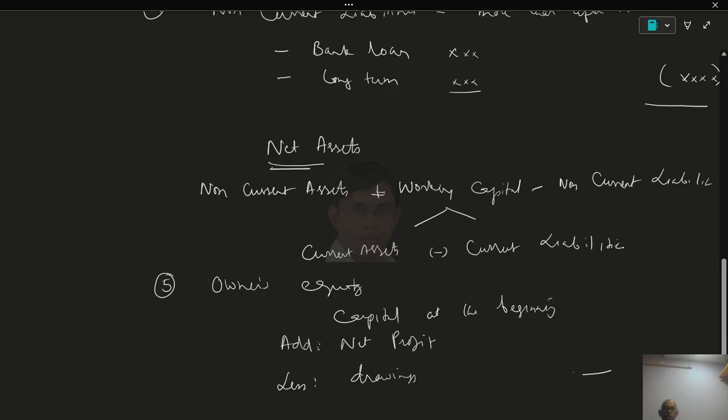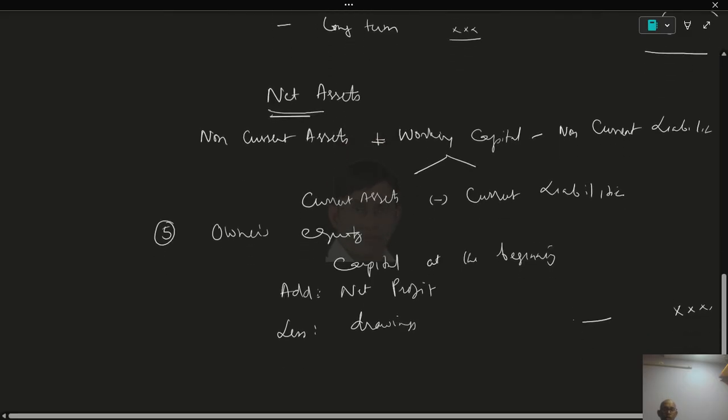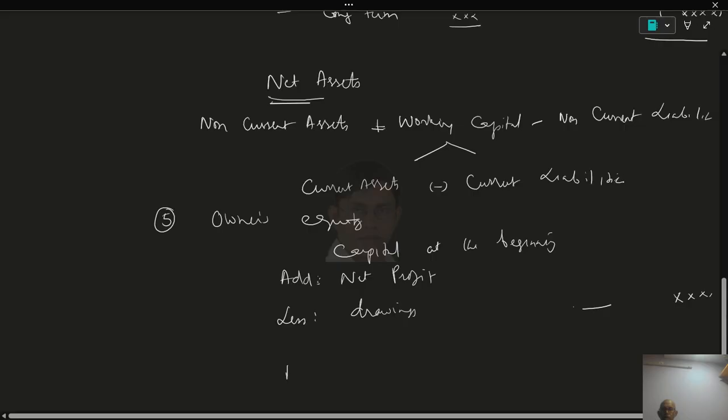So ultimately this should be equal to net assets. So finally, net assets is equal to owner's equity.